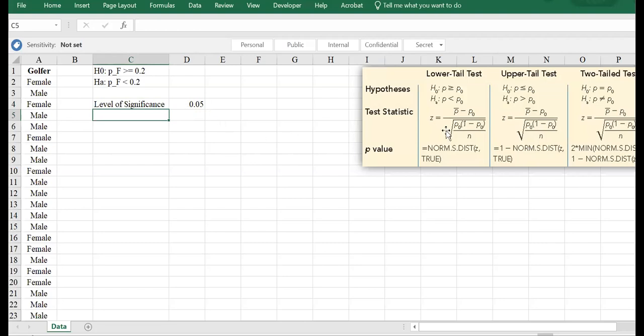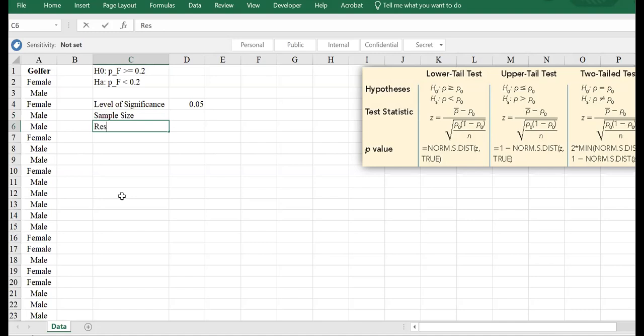Then I'm going to go ahead and find the test statistic. For this, I need the sample proportion of female golfers. For the sample proportion of female golfers, I need to first count the number of females divided by the number of golfers in my sample. So I'm just going to go ahead and find the sample size.